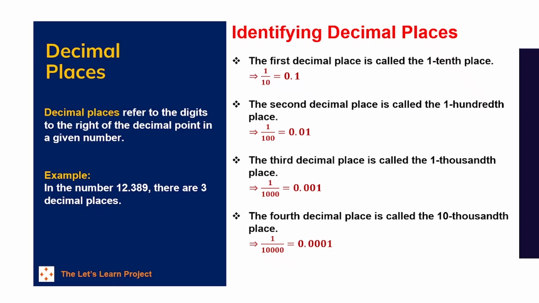An example is the number 12.389. In the number 12.389, we can see that there are 3 digits to the right hand side of the decimal point. Since there are 3 digits to the right hand side of the decimal point, we say that the number 12.389 has 3 decimal places.